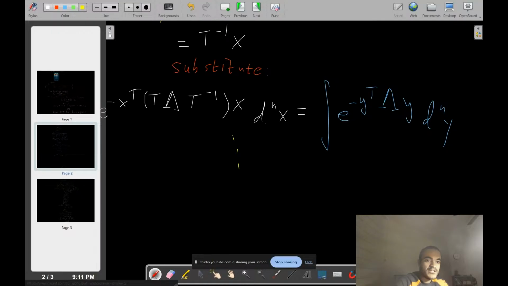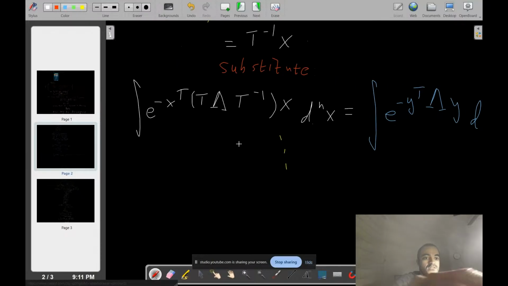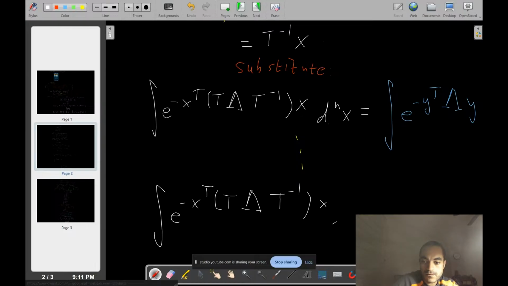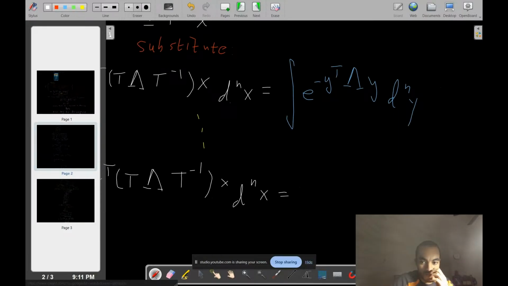So you can see now that we're going to arrive at this integral. Let me write it out. This integral over here: e to the negative x transpose T capital lambda T inverse x, dnx, is equal to this, as we said. We know that this is already true.